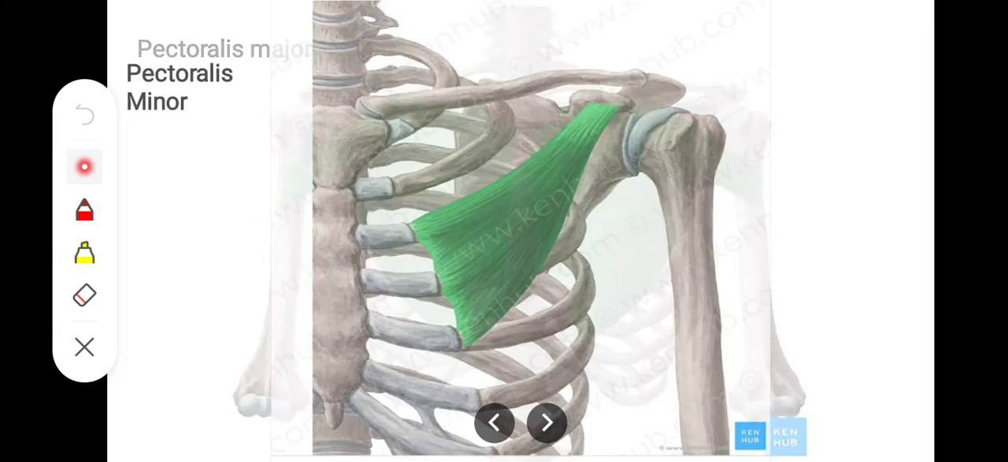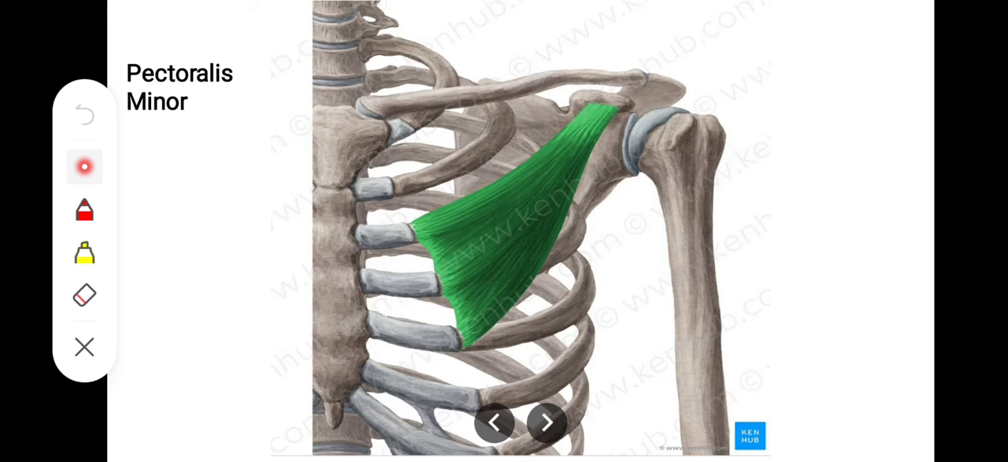Now let's take a look at the pec minor muscle, which lies deep to the pectoralis major muscle. It originates from the costochondral junction of the 3rd to 5th ribs. The point where the ribs meet their costal cartilages is called the costochondral junction. This muscle lies deep to the pec major muscle and is inserted onto the coracoid process of the scapula bone, which is the bone of the back. So this is the origin and insertion of the pectoralis minor muscle.